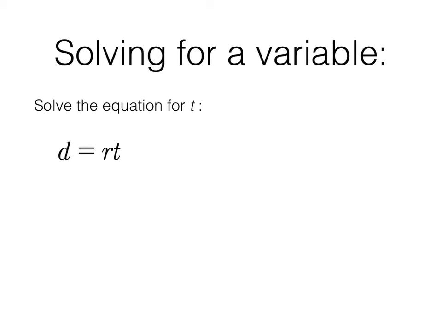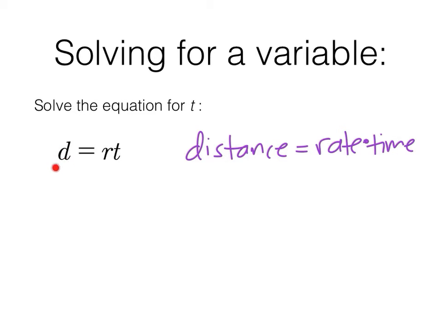This is d equals rt, distance equals rate times time. This is the formula that says how far you travel depends on your speed and your time, and you multiply your speed times your time to get the distance you've traveled. And we want to solve here for t. So that means we have to get t by itself.